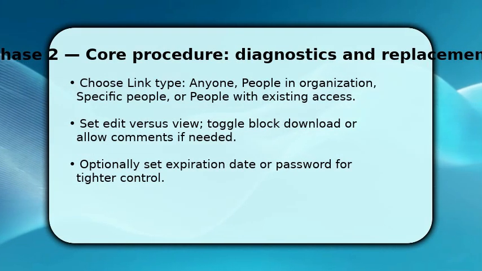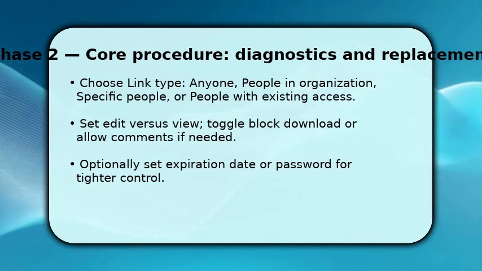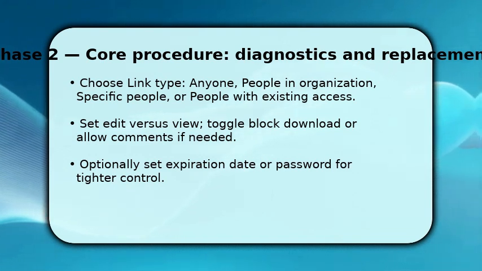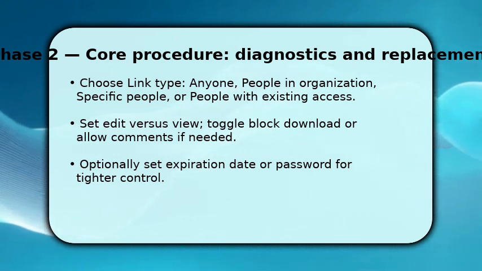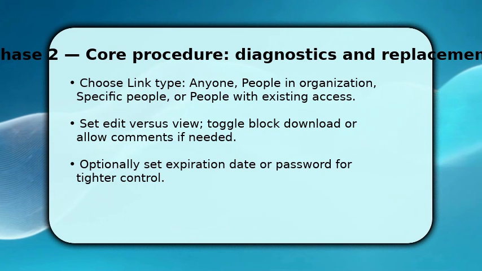Now you configure the link itself. Choose anyone, people in organization, specific people, or people with existing access. Once chosen, decide Edit versus View. If you need users to collaborate, enable editing, otherwise select View to prevent changes. Make sure to toggle optional settings like block download, require sign-in, expiration date, or password for extra security.